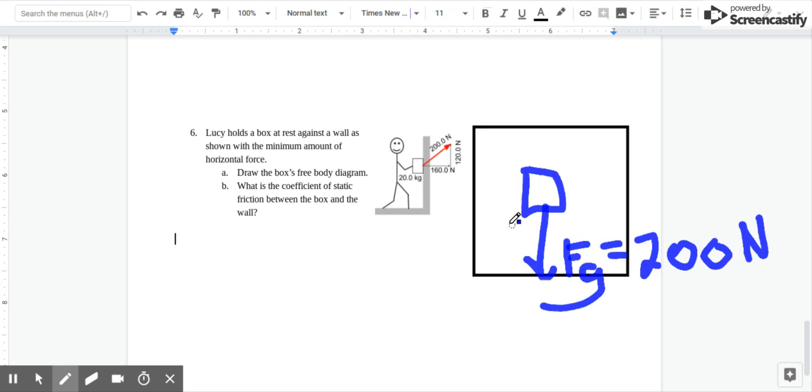Here we go. All right, so the next thing I'm going to do, I'm going to draw what's given. I'm going to draw the component form of her force, which is 160 going in the x direction, 120 going up. The reason I didn't draw a normal force yet is because I have another vertical force. Actually, because it's not even a vertical force. So F of Lucy X is equal to 160.